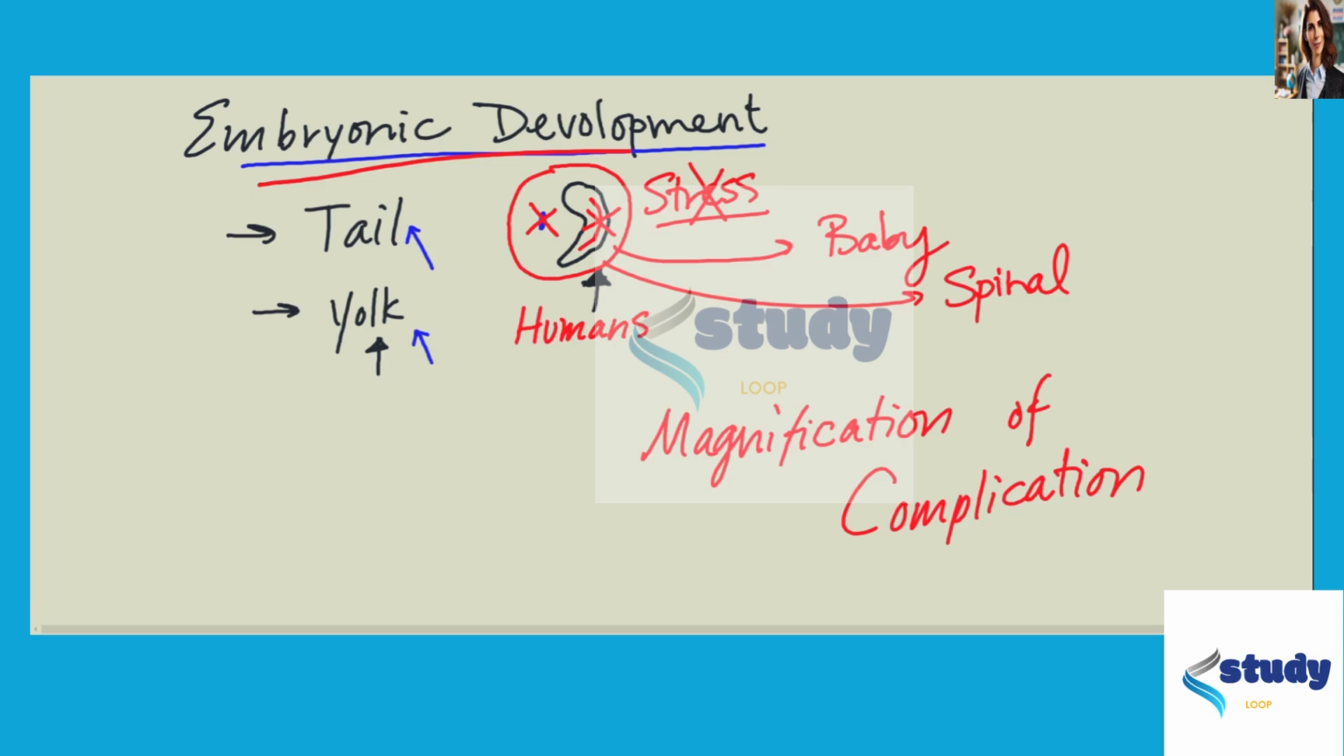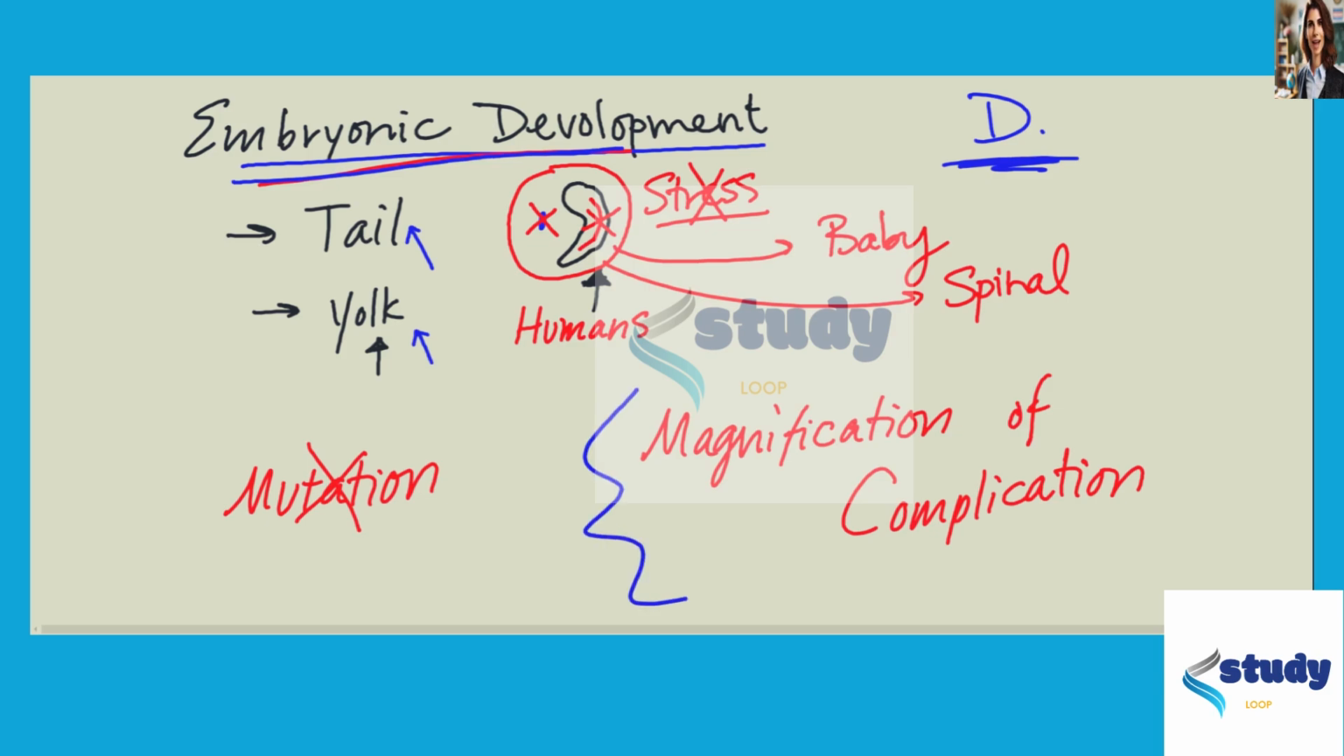So here, it's more the magnification of complications inside of the embryonic development that's going to cause the reason where organisms that have these mutations affecting this process are not going to be able to survive and reproduce. So here, the best answer choice is going to be D, that the reason embryonic development is very similar between many different organisms is due to the magnification of the mutations that affect the organism inside of this embryonic stage.